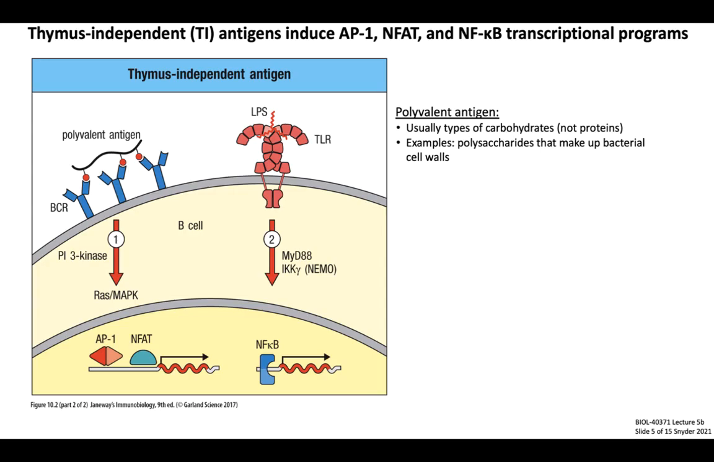The repetitive motifs found in polyvalent antigens can cross-link several BCRs together and enable their activation independently of the B-cell co-receptor. And the effect of this is that it induces RAS and MAP kinase signaling downstream of PIP3 generation and leads to the activation of the transcription factors AP1 and NFAT. At the same time that this occurs, bacterial PAMPs capable of triggering TLRs expressed by B cells, this includes TLR4 activation by bacterial LPS, can relay a second signal through MyD88 that leads to the activation of the transcription factor NF-kappa B. So B cells that are responding to TI antigens are defined by the activation of AP1, NFAT, and NF-kappa B transcriptional programs.